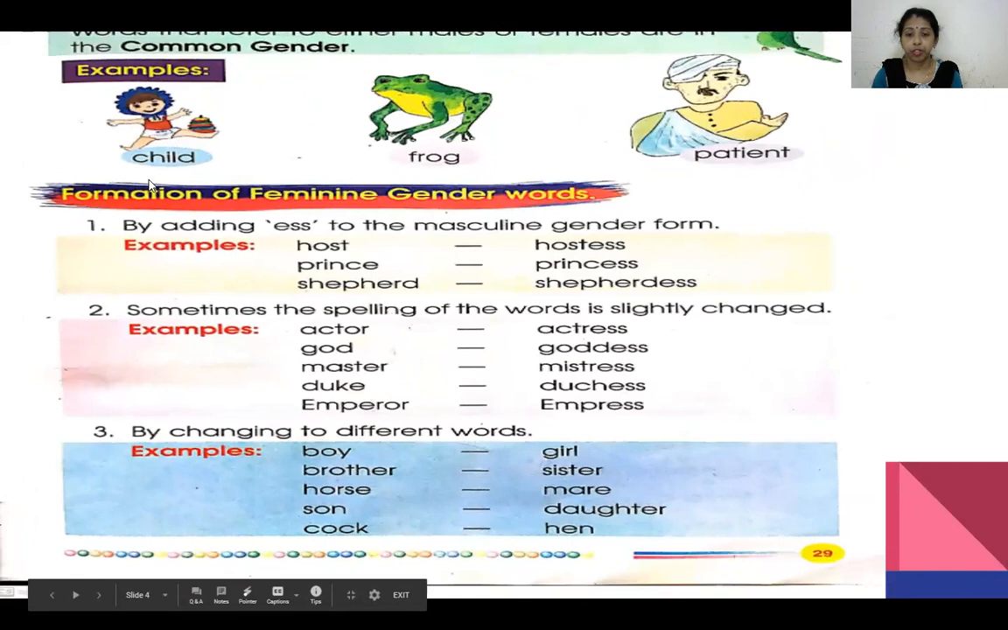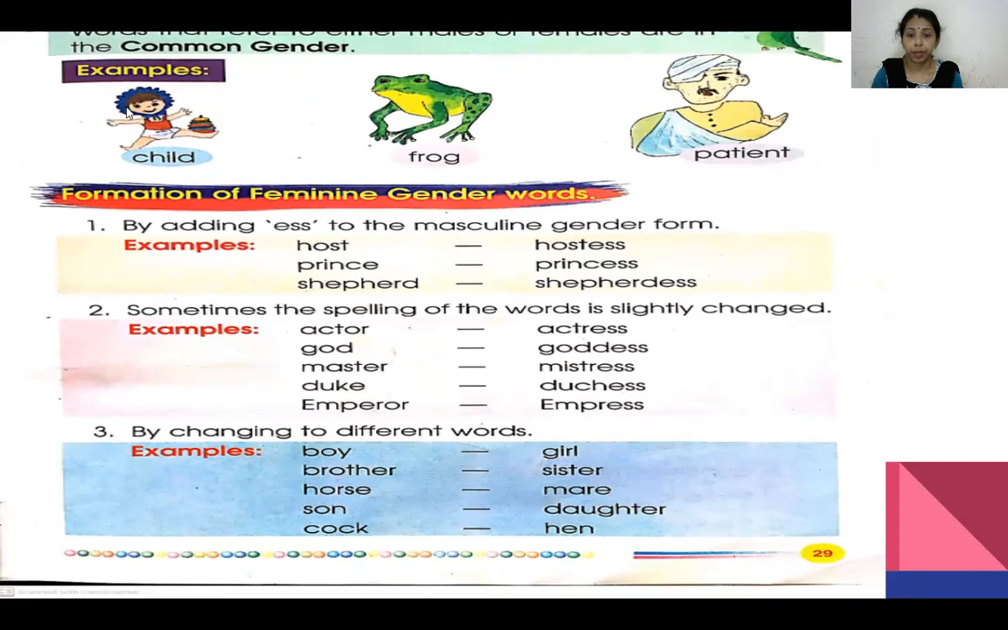Now, in the next page of this lesson, we can see the picture of one child. The word child comes under common gender. Why? If I say the child is playing with the toy, that means I am not mentioning whether the child is either girl or boy. I am not mentioning the gender. Which gender is this specifically?